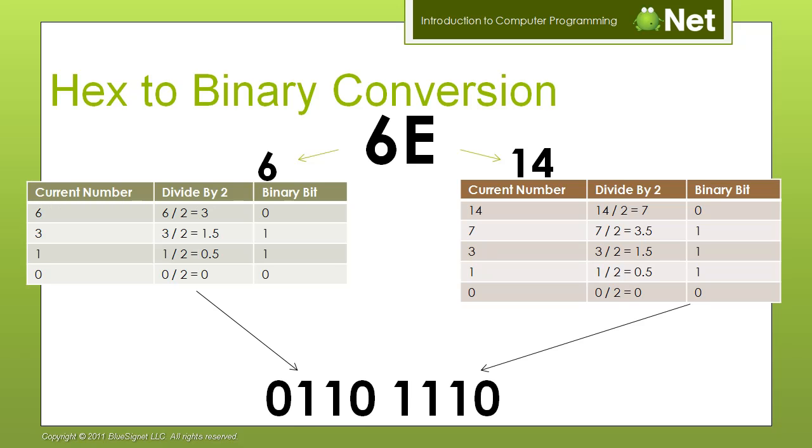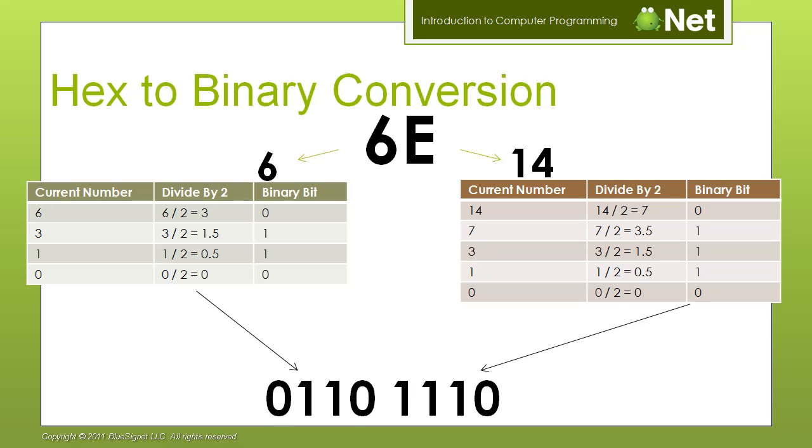And we do the same thing with 14. 14 divided by 2 is 7, there's no remainder, it's 0. 7 divided by 2 is an odd number, so it has a remainder, it's 1. Odd number, it's 1. Odd number, it's 1. Even number, it's 0. When we write out the binary, we write it out bottom up. So 6 becomes 0110, 14 becomes 01110, but we drop the leading left 0.